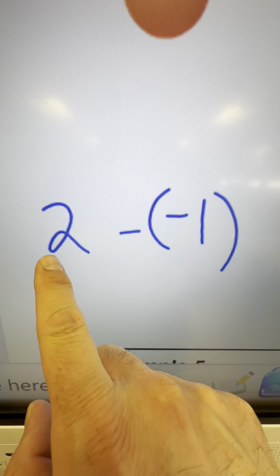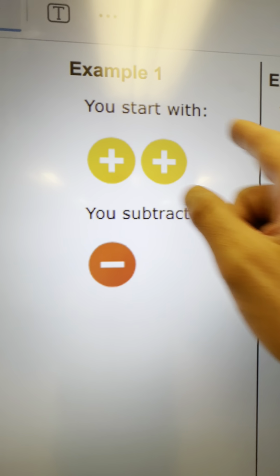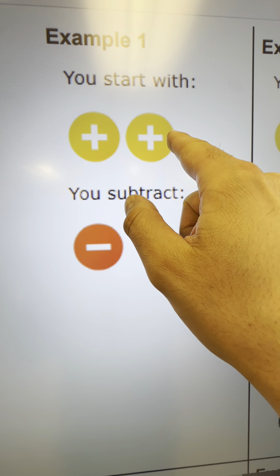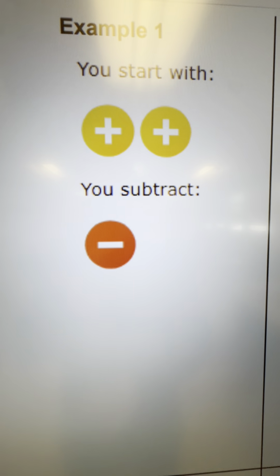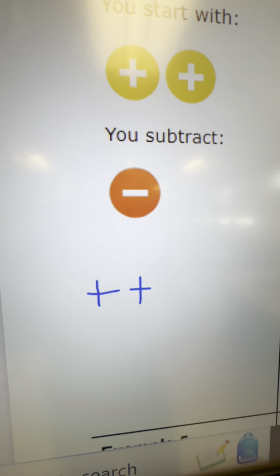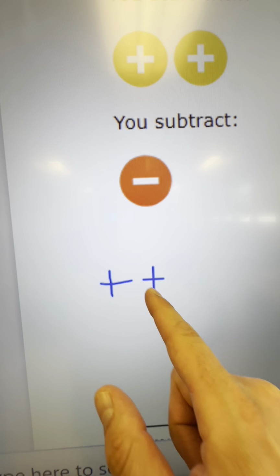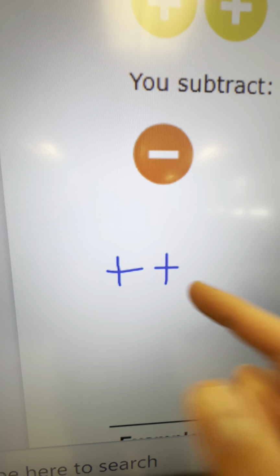I'm going to show you how to solve a problem like this using counters like this. In this example, it says you're going to start off with two positives, and they want you to take away one negative. So just below, I'm going to draw two positives, and I'm going to take away a negative. That's what they want me to do, take away a negative. But when I look at the problem, I don't have any negatives to take away.